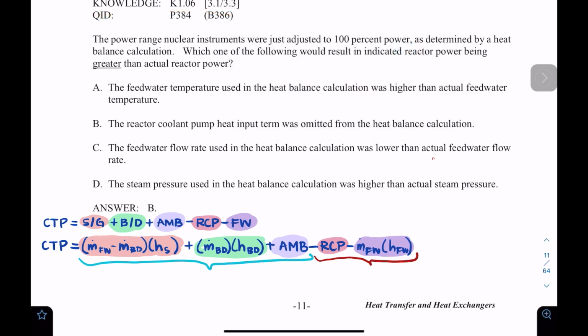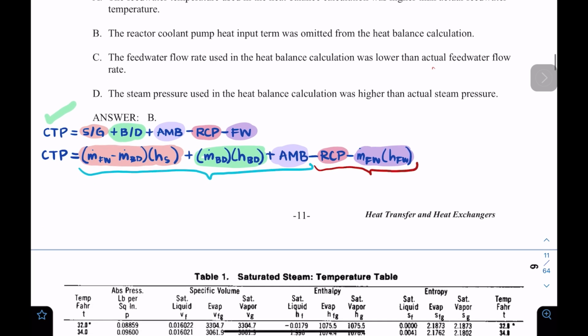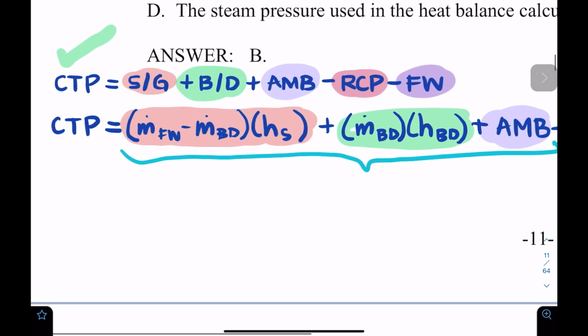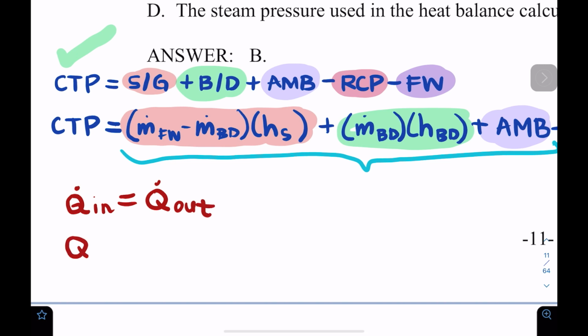For this question, it is telling me that the power range nuclear instruments were just adjusted to 100% power as determined by a heat balance equation. Okay, so first it's telling me that I need to use a heat balance equation, which is gonna be this part, right? So remember that we talked about the heat balance equation, heat transfer in and heat transfer out have to be equal, right? And for what comes in, I have the heat rate from the reactor plus the heat rate transfer from my reactor coolant pumps plus the heat rate from my pressurizer.